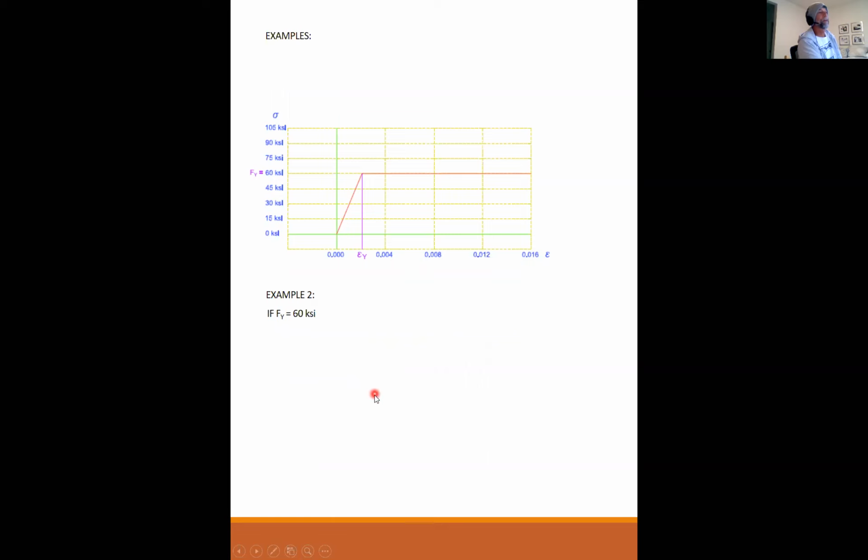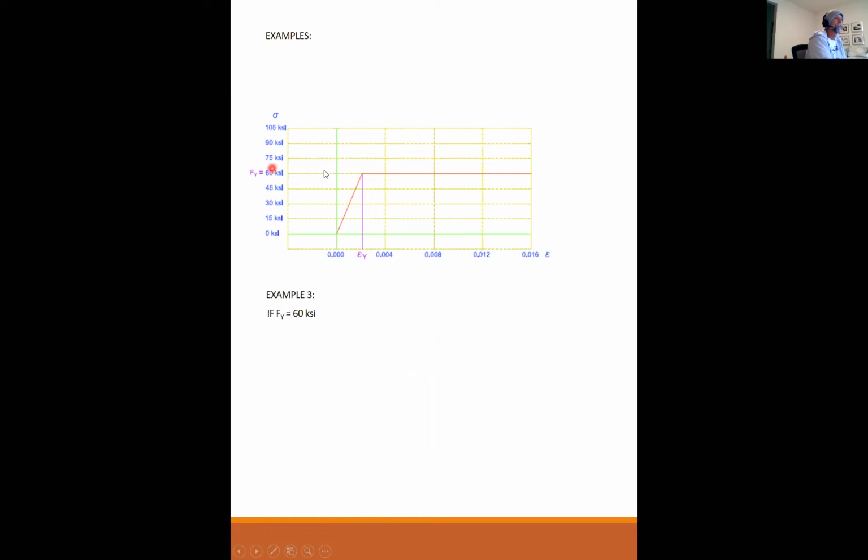Example number 2. If the yield is given as 60 and Young's modulus is given as 29,000, at what point does it start yielding? What is the yielding strain? I can start with Hooke's law, and epsilon is equal to stress over Young's modulus. So the stress is the yielding stress. I put in 60 over 29,000 and I get 0.0207 inch per inch, which is the strain at which we start yielding. And box my answer.